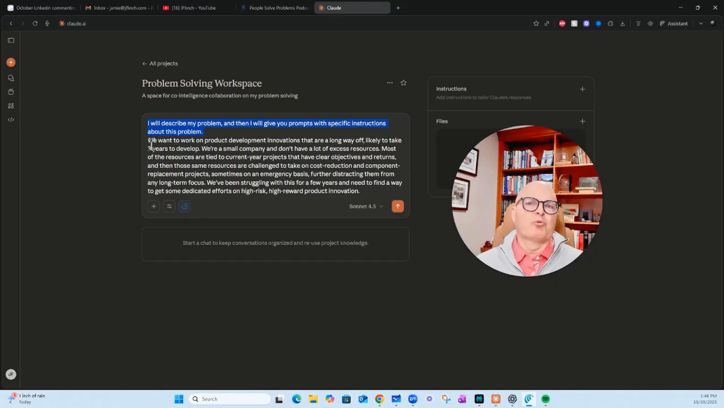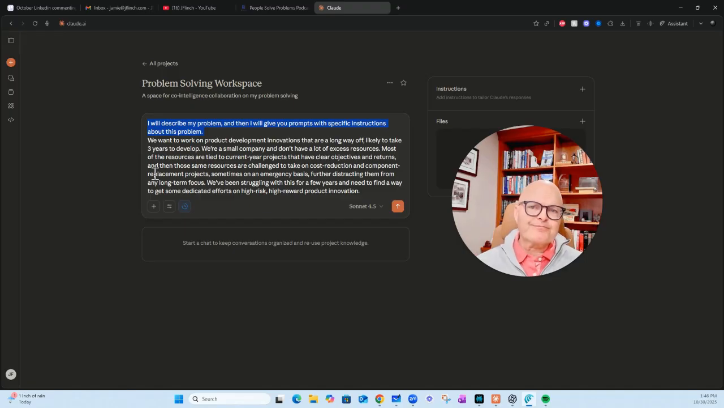And this is, we want to work on product development innovations that are further off, right? Deeper innovations, likely to take 3 years to develop. We're a smaller company, not a lot of excess resources. Most of the resources tied to current year projects that have clear objectives and returns.